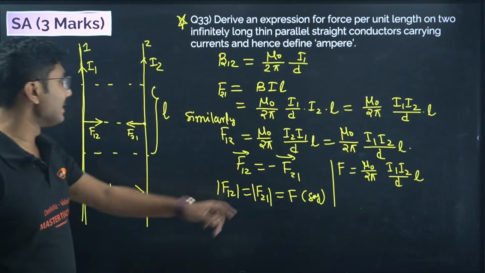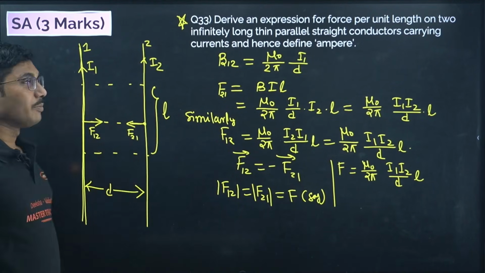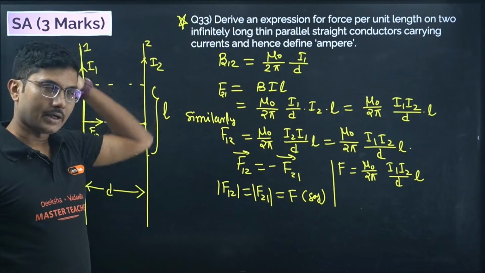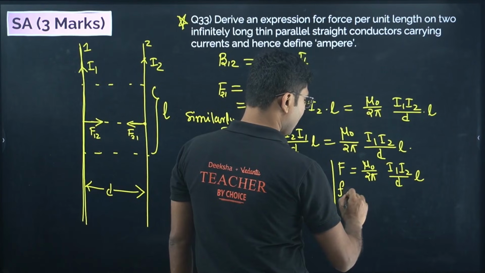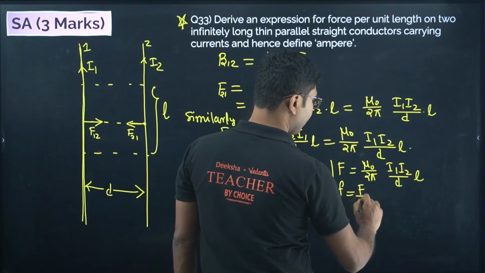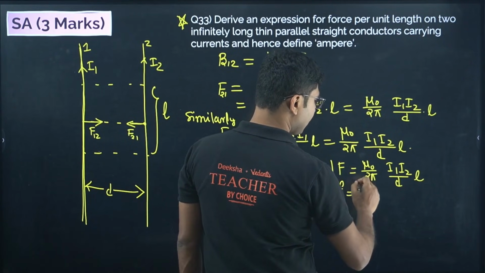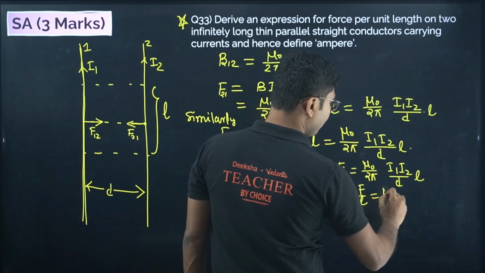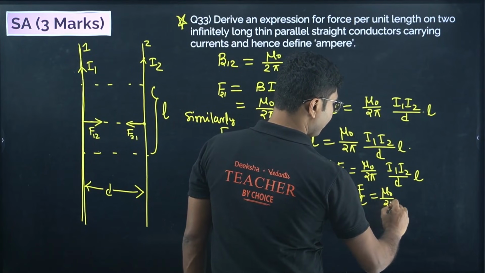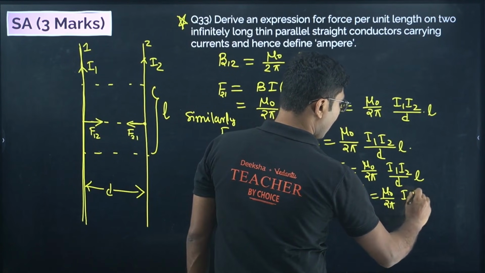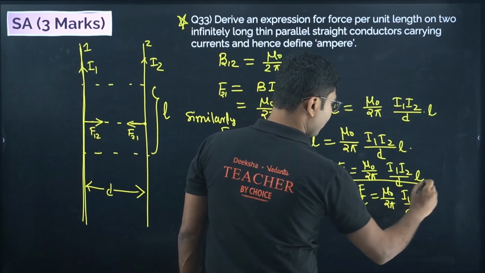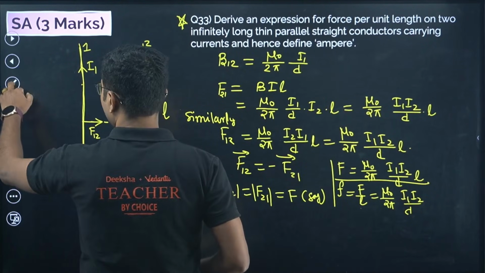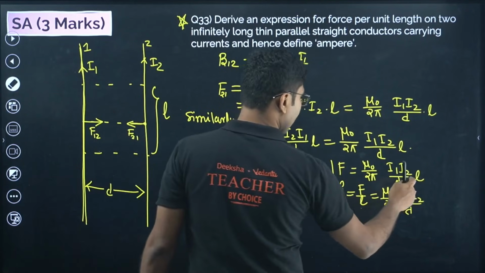Now L here we have assumed because the wires were infinite, right? So this L actually has no meaning. For that, we have to find the force per unit length. Force per unit length is given by F by L, which is given by mu naught by 2 pi I1 I2 by D. This is the expression for force per unit length due to two current carrying wires.